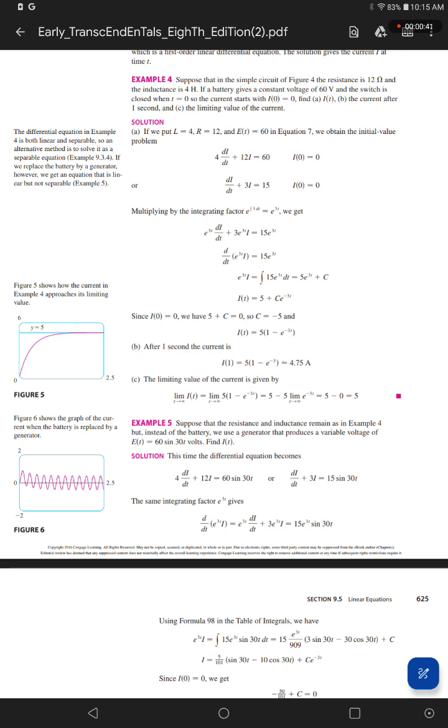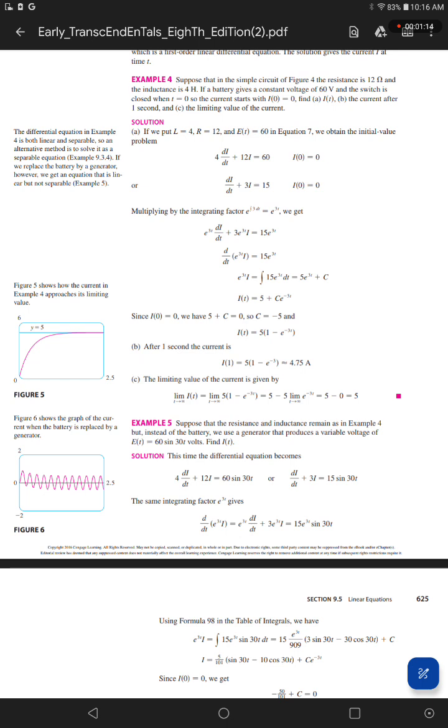Find A, I of t, B, the current after 1 second, and C, the limiting value of the current. Solution: if we put L equals 4, R equals 12, and E of t equals 60 in equation 7, we obtain the initial value problem.